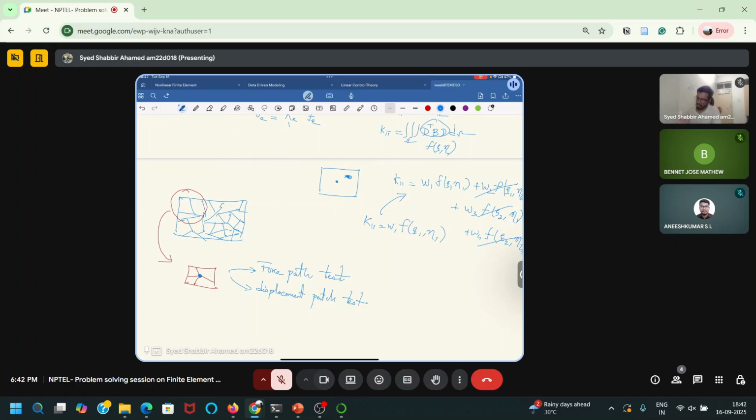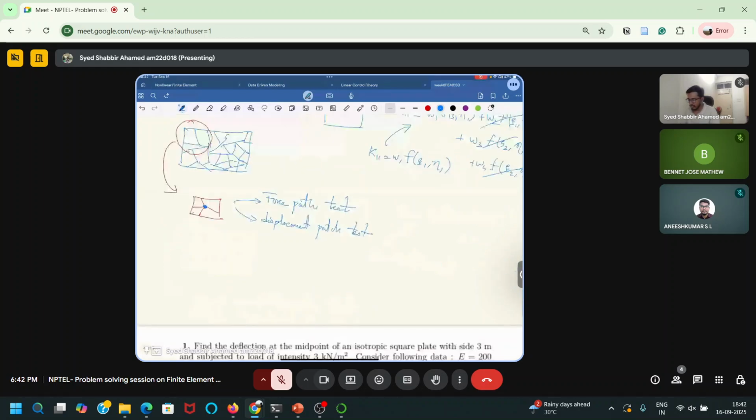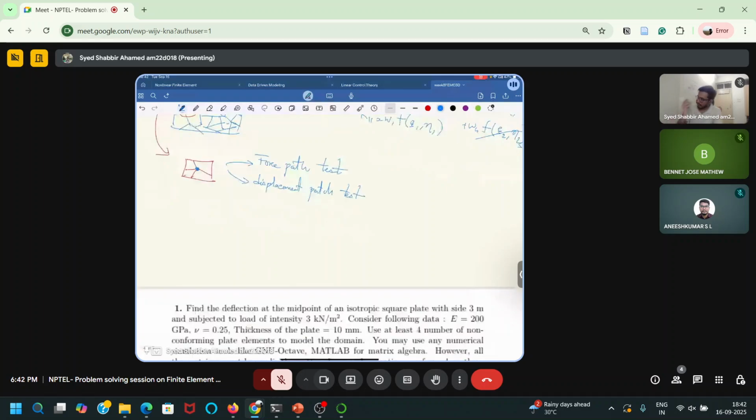So you can go and read about it. It is available in a lot of texts. You can solve some simple problems and see what the patch test is. So this was a brief overview.